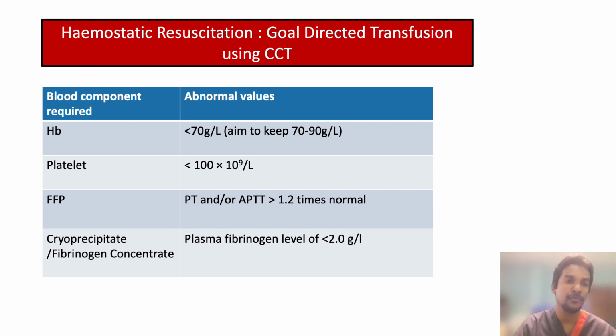If you are using conventional coagulation tests to guide the transfusion, the following are the values that you should aim for. For the Hb, it should be kept between 70 to 90. If anything less than that, packed cell transfusion is required. For platelet, it should be kept more than 100. If it's less than 100, the patient will require platelet transfusion. If the PT-INR is more than 1.2 times normal, the patient will require plasma transfusion. And last but not least, plasma fibrinogen level should be kept above 2. Anything less than 2 will require cryoprecipitate or fibrinogen concentrate transfusion.